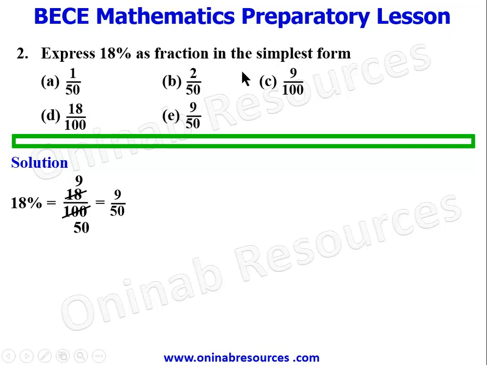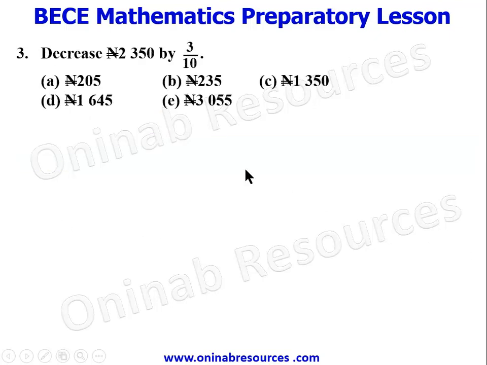And we look at the option. It's option E. So we have option E as the correct answer to the problem. That is 18% is equivalent to 9 over 50. So we go to problem 3. For problem 3, decrease 2,350 naira by 3 over 10. We are given the options.